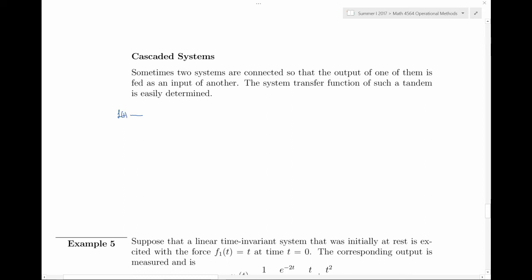We have a signal f of t applied to one black box system, and its output is used as an input for the second system, and the output of the second system needs to be predicted. Let's assume for the moment that both of the systems are the spring mass dashpot system, with their own masses, with their own damping coefficients, and their own spring constants.